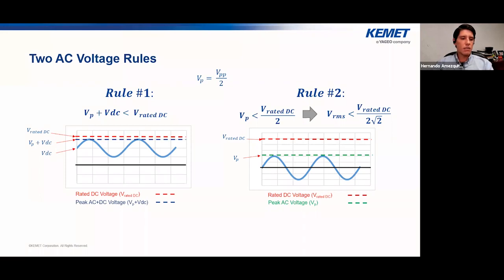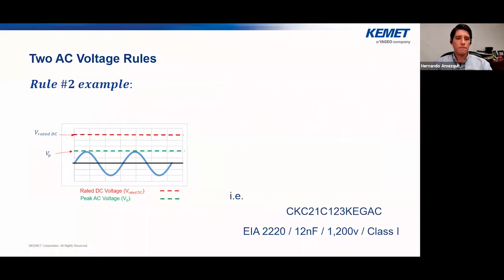So in this case, as you can see in the slide, we have the peak voltage in green and the rated DC voltage in red. Right now, let's take the peak voltage and suppose that it is something like 100 volts. If we apply the formula, this means that the MLCC needs to be about 200 volts. So for example, in this case, we can pick 250 volts for this scenario, right?